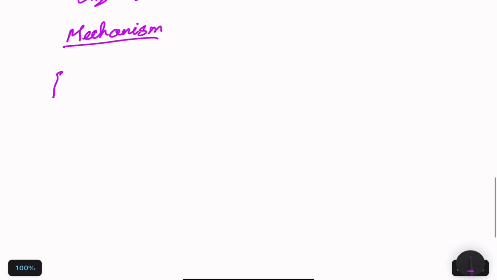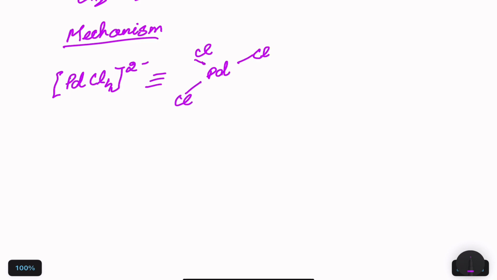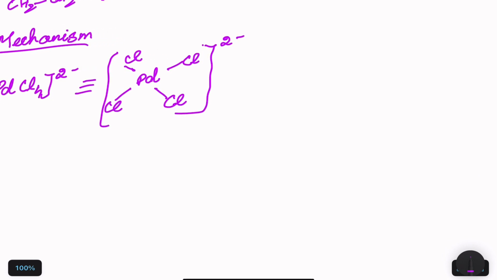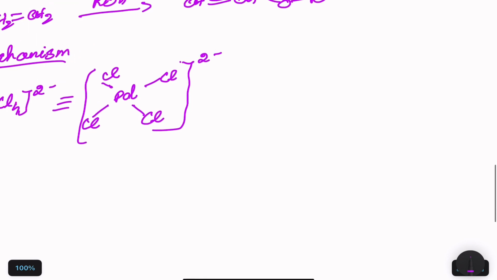See, initially our catalyst is present, palladium, Cl4 and then 2 minus. So our catalyst is present. Now let's write this in a structure form so that it is easy. Palladium, so it is square planar. So Cl, Cl, Cl and then Cl. And then here 2 minus is present. Now what is happening is we have to introduce an alkene into this structure so that it can be oxidized. So I am going to introduce a simple alkene. If you have to introduce something, there should be space.